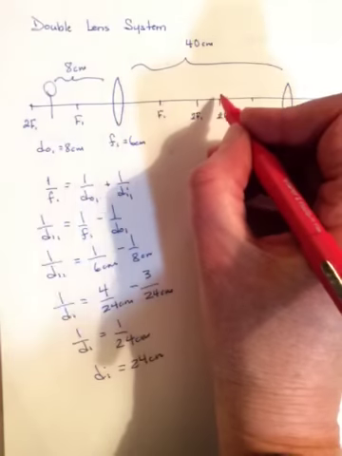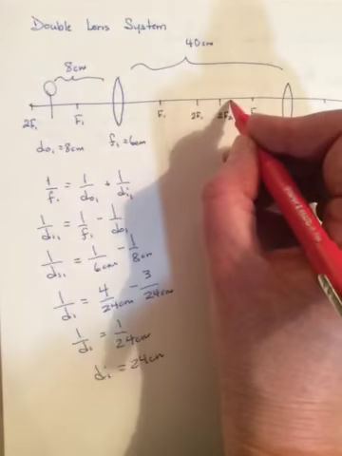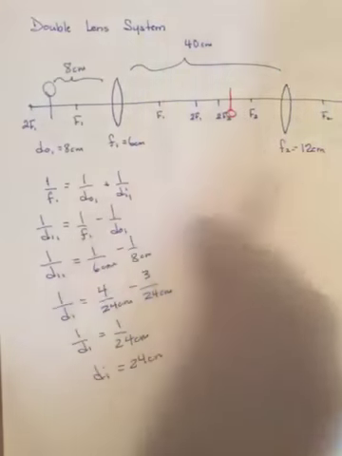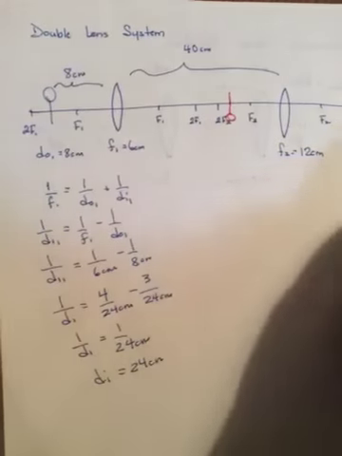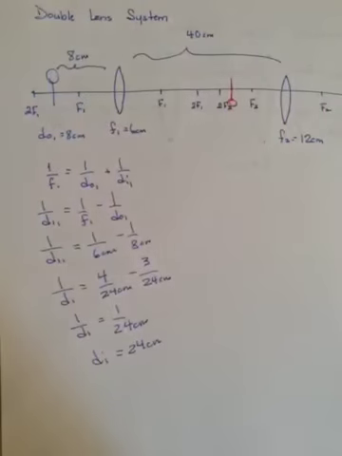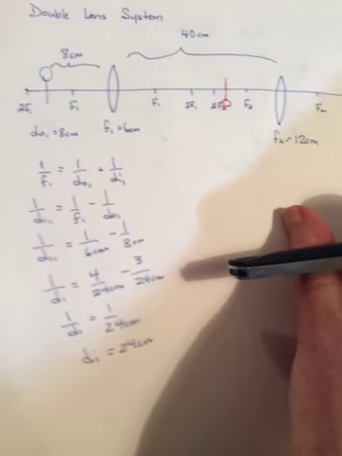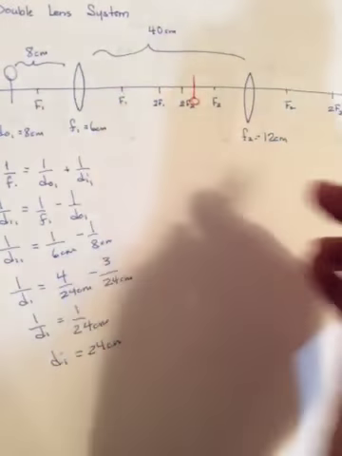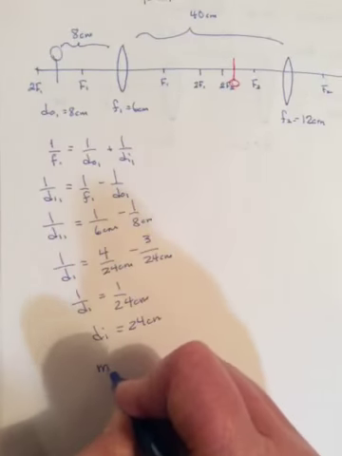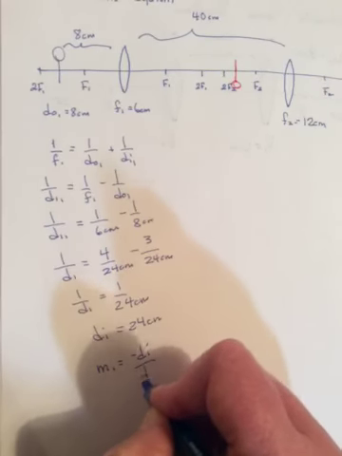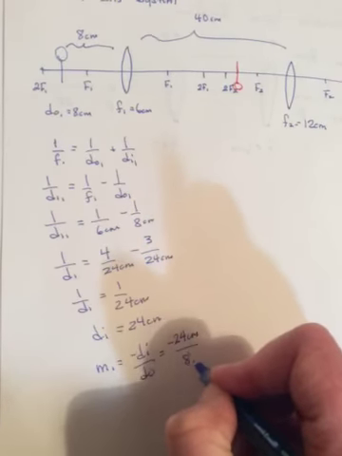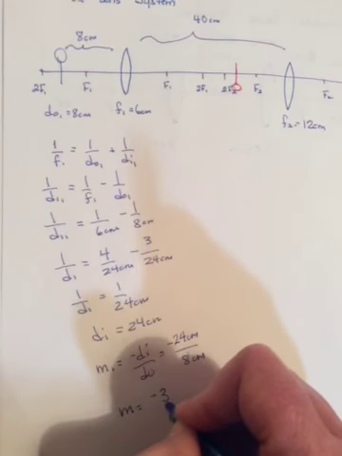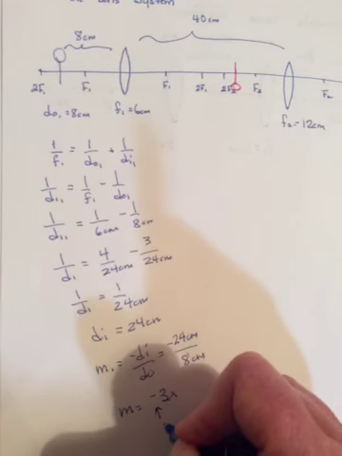So it's somewhere down here, right? This is 12, 24, it's somewhere in here. And it's going to be upside down because it's real. And we can find the magnification of this, to figure out how big it is, because usually the question wants to know where the final image is located and how much bigger it is than the original object. So we can get our M1. It's equal to negative di over do, so negative 24 over 8. So the magnification of the first lens is negative 3. And remember, this negative just means it's inverted.